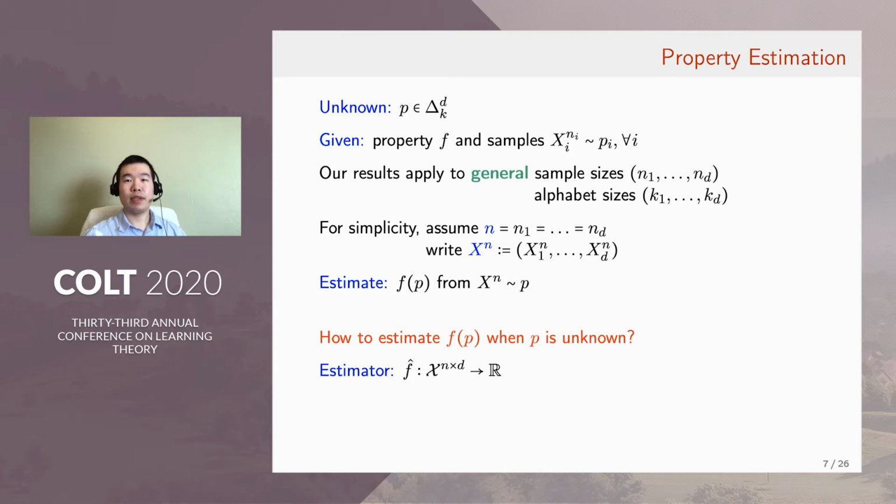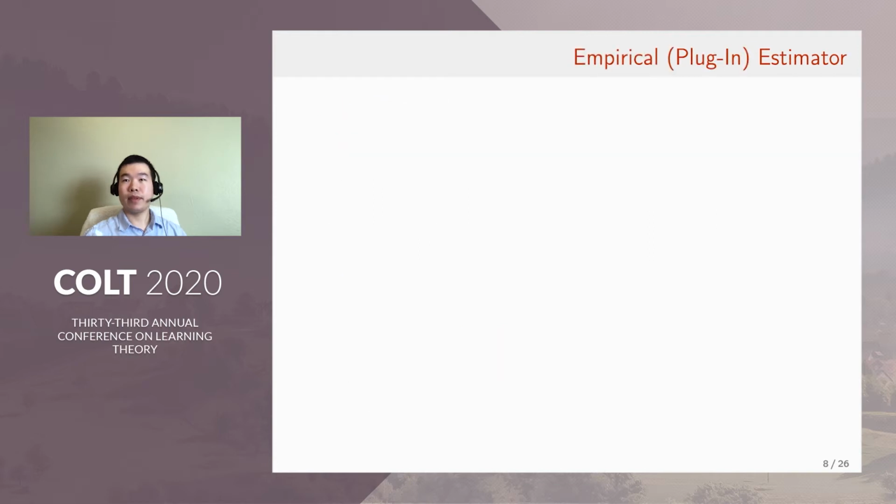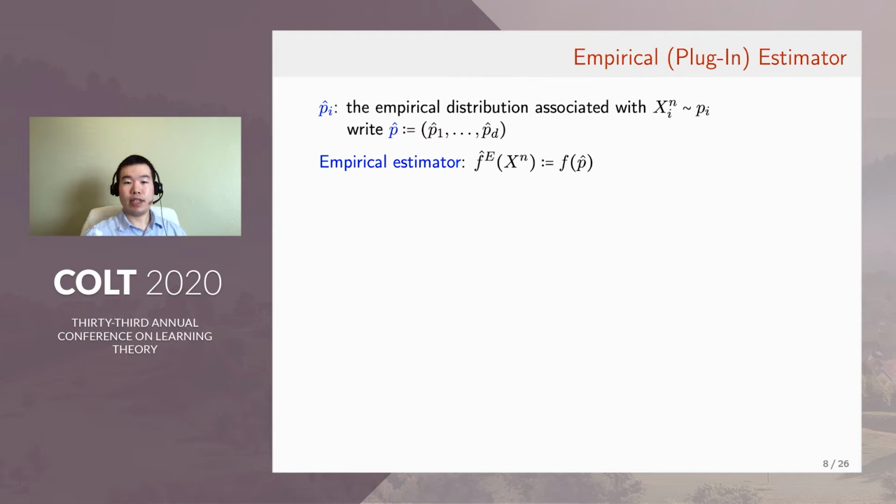So how do we do it? Of course, we use an estimator, right? So here is our estimate for f. The simplest estimator is perhaps the empirical estimator. Let p̂_i be the empirical distribution associated with the ith sample, and write p̂ as the d-dimensional tuple of empirical distributions. Now the empirical estimator simply evaluates the property at p̂. It is also known as the MLE estimator in the literature.